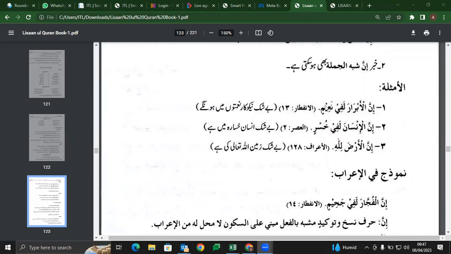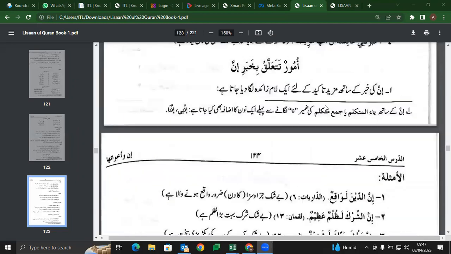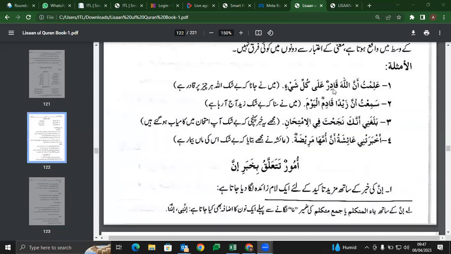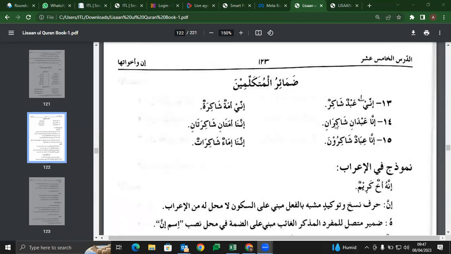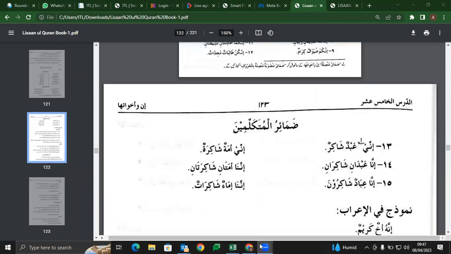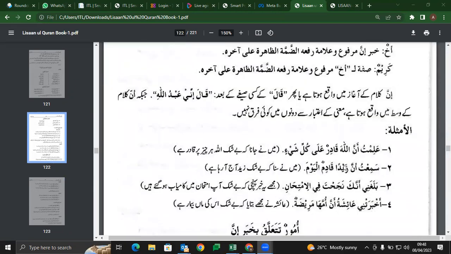If you see these ones here, alamtu anna Allah, this is also a fi'l. Najahtu, it's a fi'l. This one, sami'tu anna Zaidan qadimun al-yawma, that is an ism. If you see also this one, this is where the mubtada ends, the khabar starts from here, and this is an ism. So now we're talking about the khabar being a fi'l, a jumlatul fi'liya.